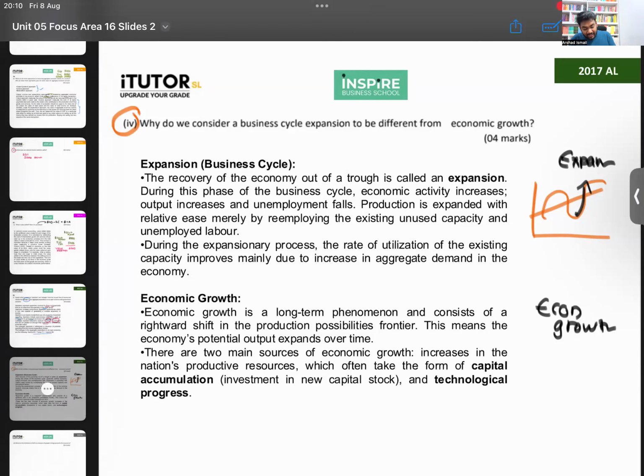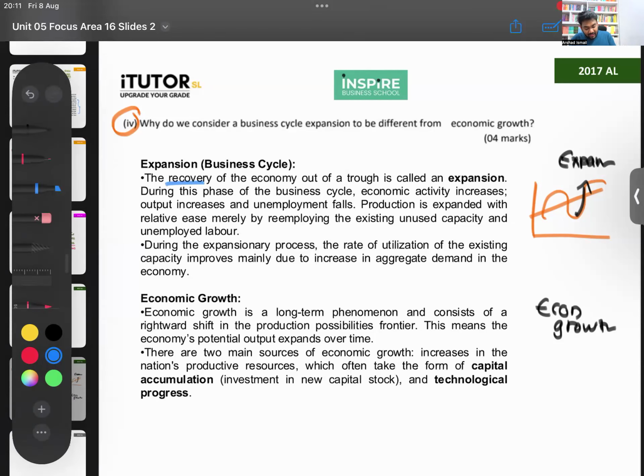Expansion is the recovery from a trough until the peak. That is what you call expansion, from the bottom of the business cycle until the peak of the business cycle. So during this expansion, what happens? Economic activity increases, output increases, unemployment falls. You produce more and more, all of that happens.